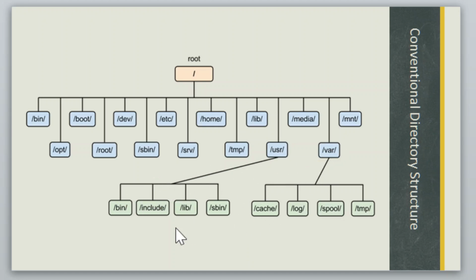Each one of these is stored under a file system, guys. A file system is like a container that holds directories and files. So we'll have a file system that actually holds all of these.